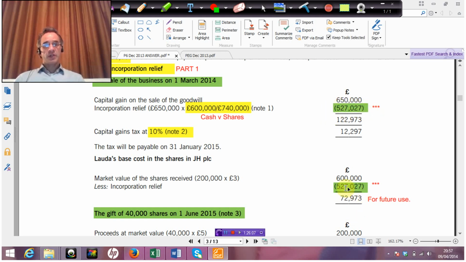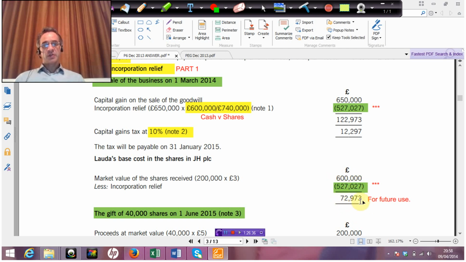Well, where we put it is down here, because we know that the market value of the shares that she's receiving is 200 times 3, because that's given in the question. So this is what she's receiving, so that's what she'll be holding on to and perhaps selling at a later date. But what incorporation relief requires us to do is to reduce the base cost by any incorporation relief we claim. So here's the base cost for future use of those shares.